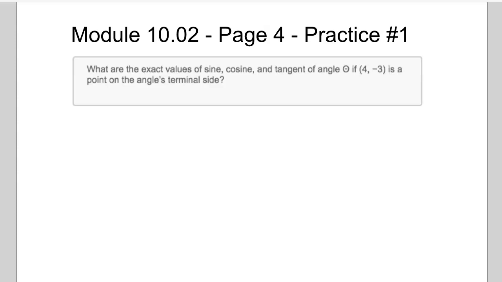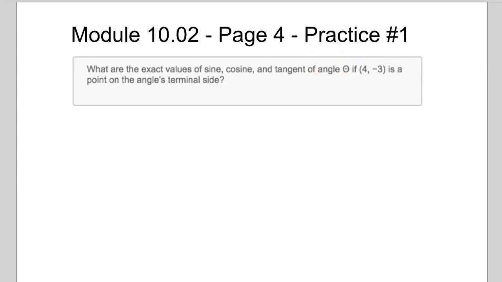If you haven't even done these yet, do them with me now with your piece of paper, and let's do this. All right, so this was number 1. And it says, what are the exact values of sine, cosine, tangent of angle theta if the point 4, -3 is on the graph on the angle's terminal side?